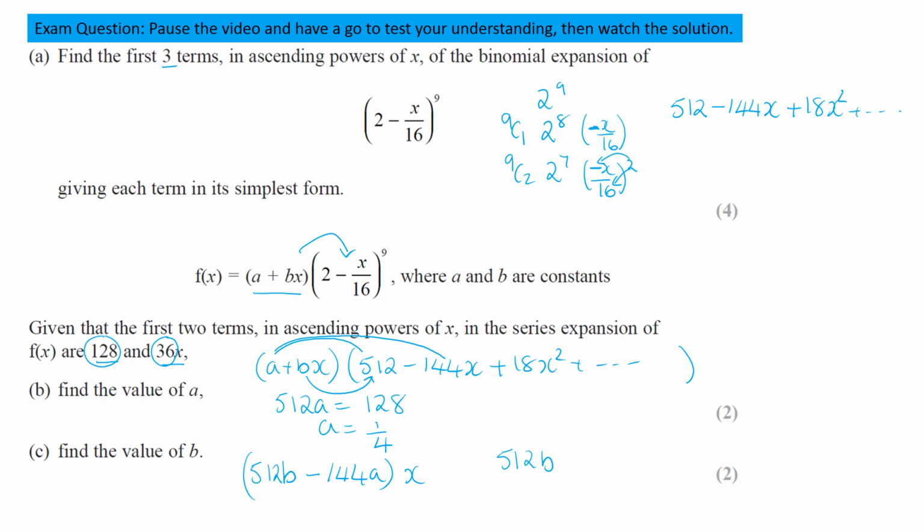512b minus 36, because a quarter of 144 is 36, equals 36, the coefficient of the x. So we just need to do 512b. Take that minus 36 to the other side, which is 72. So b is going to be 72 divided by 512, which comes out to be 9/64.